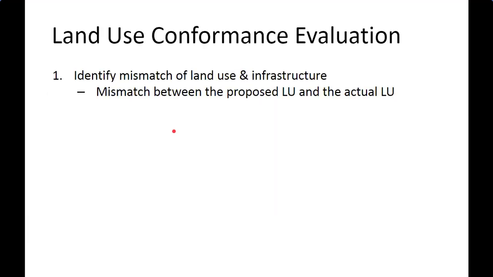So we go to the second type of land use evaluation. We call it land use conformance evaluation. It's simply defined as the evaluation to identify the mismatch of land use and infrastructure. And the mismatch is between the proposed or planned land use and the actual land use. So we compare the end result, the outcomes of land use, with the proposed land use, or the plan.